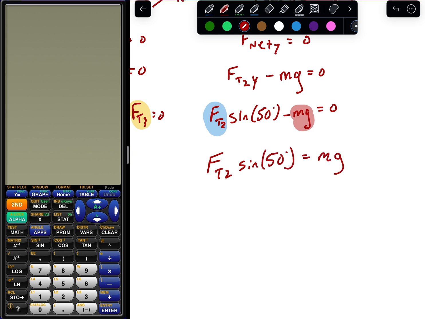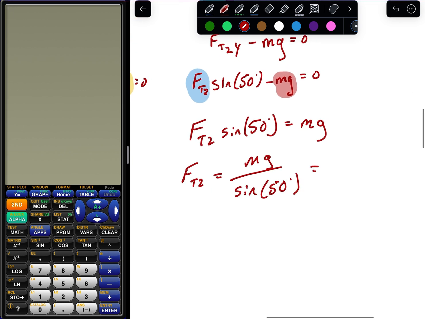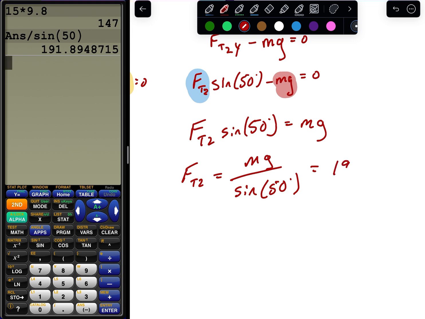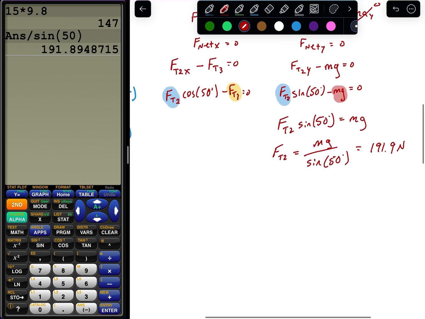I'm going to go ahead and add mg onto both sides, and I get force of tension 2 is equal to mg divided by the sine of 50 degrees. Let's go ahead and plug that in. We have a 15 kilogram block multiplied by the acceleration due to gravity, and if you're doing this yourself, definitely show all your units. We're going to then take the sine of 50 degrees. We are in degrees, we checked, and we get a force of tension 2 equal to 191.9 newtons. Awesome.